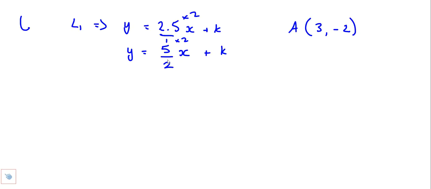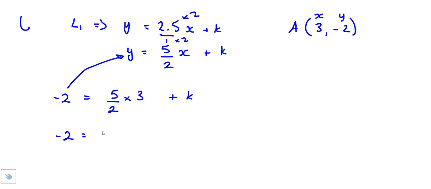So I'm asked to find the value of k, so I've got to use these values. I know it's the x and the y value, so I'm going to say -2 equals, there's the y value, equals 5 over 2 times the x value, which is 3, plus something. So I've got -2 equals 15 over 2 plus k.